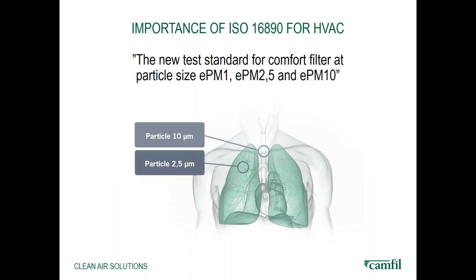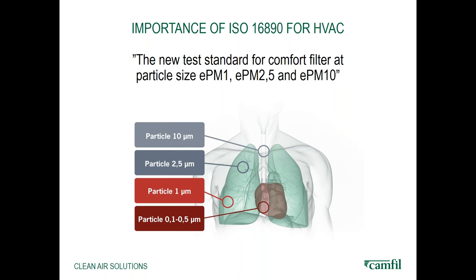Particles smaller than 2.5 microns could reach the lungs. And 1 micron could reach the alveoli. But 0.1 to 0.5 microns could penetrate the alveoli through the lymph system and reach the blood.